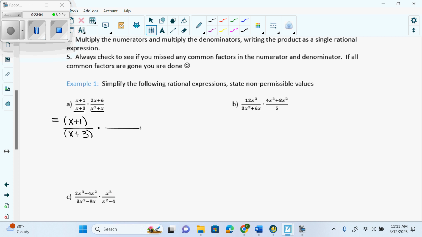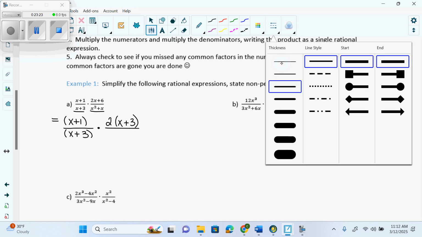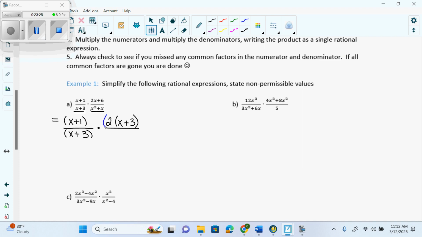Okay. Next one, we have 2x plus 6. Can I do anything to that? Take out a 2. And then I'm left with x plus 3, which is a binomial, so it's sewn together. And then this is a monomial, so I'm going to put it in a different color. So monomials can cancel monomials, binomials can cancel binomials.